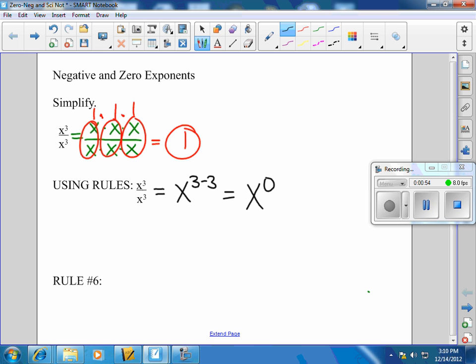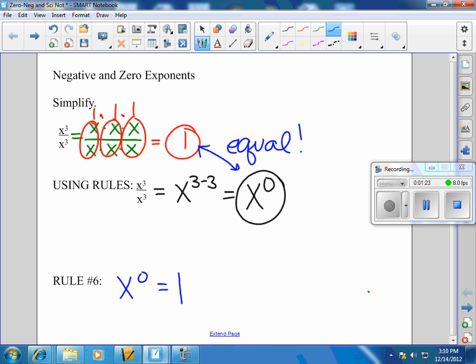So now we have these two different things. That x cubed divided by x cubed equals 1, but that it also equals x to the 0 power. So because we started with the same problem, those two things have to be equal. 1 and x to the 0 power are equal. And that leads us to rule number 6. Not only is x to the 0 power equal to 1, any number to the 0 power equals 1. So we write the rule like this: x to the 0 power equals 1.